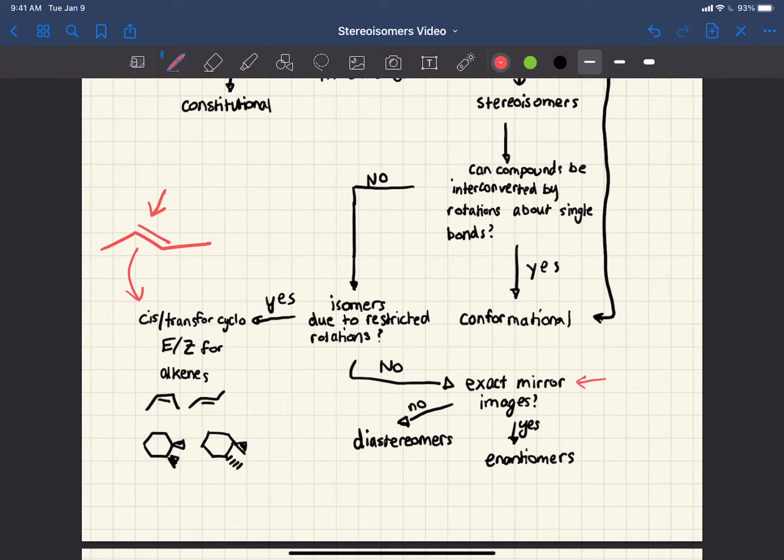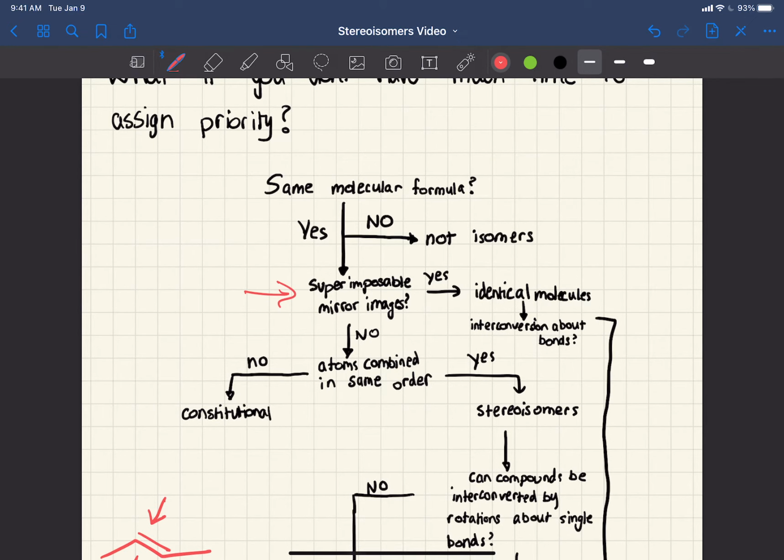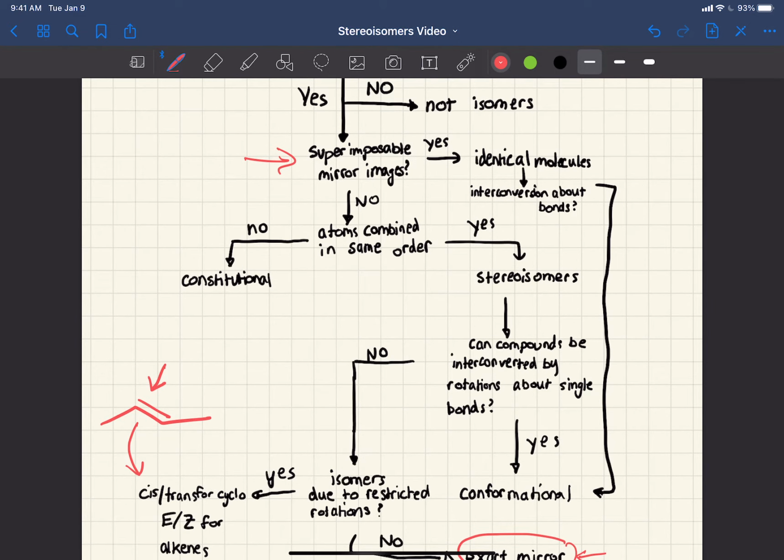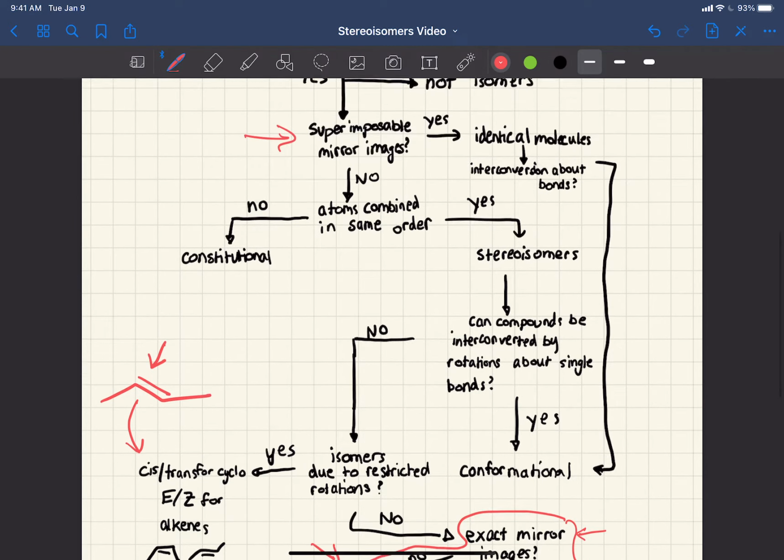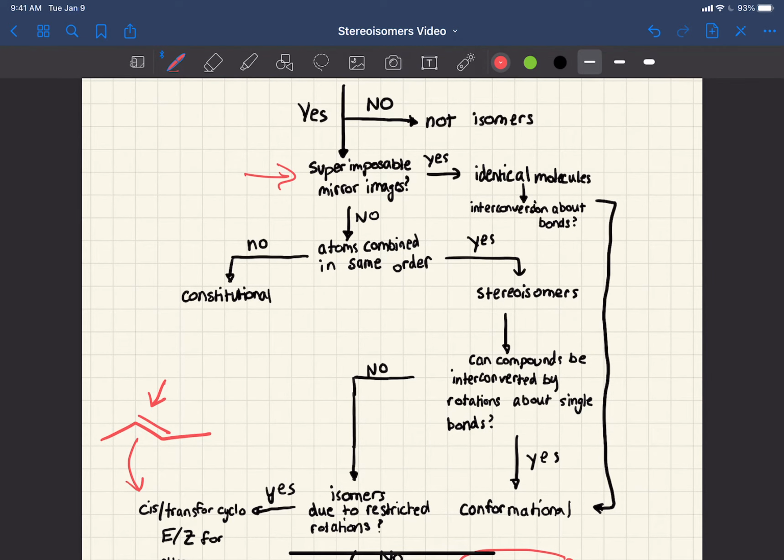Finally, if they aren't isomers due to restricted rotation, we want to check if they're exact mirror images. And so this is actually easier said than done. We'll go through some strategies to determine that. But this is the place where I feel like most people struggle. And so this is the part where I want to focus this video on, as well as put an emphasis on the same molecules, because a lot of times we get stuck in trying to figure out this step, but really they just end up being the exact same molecule.